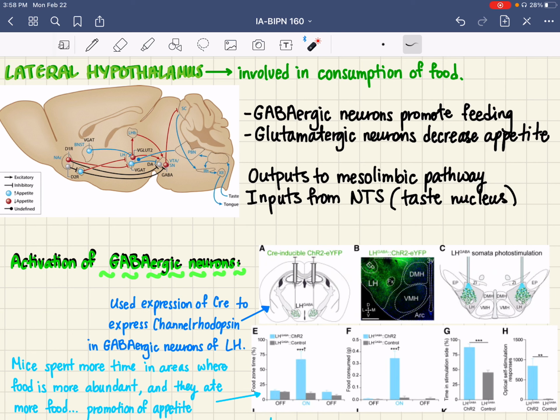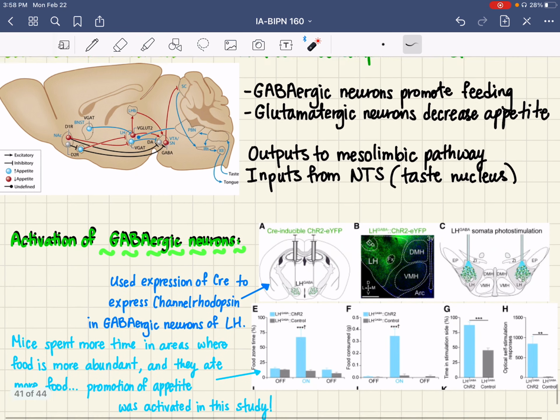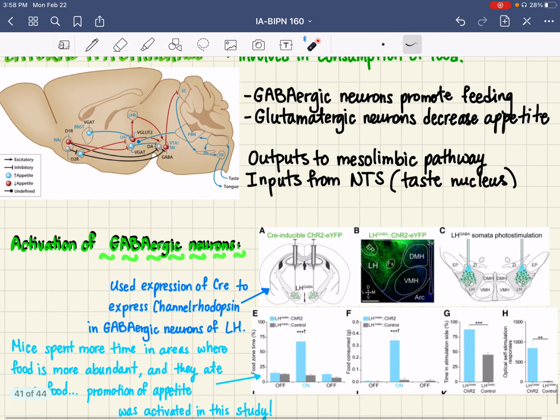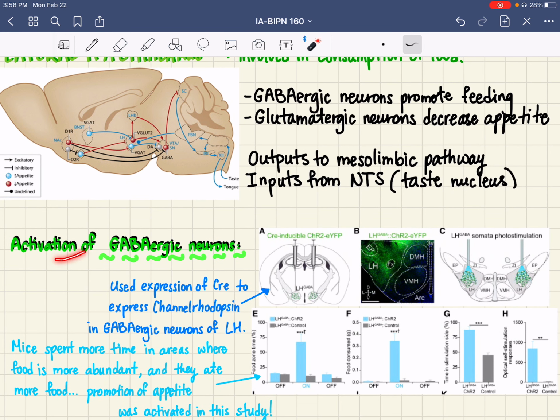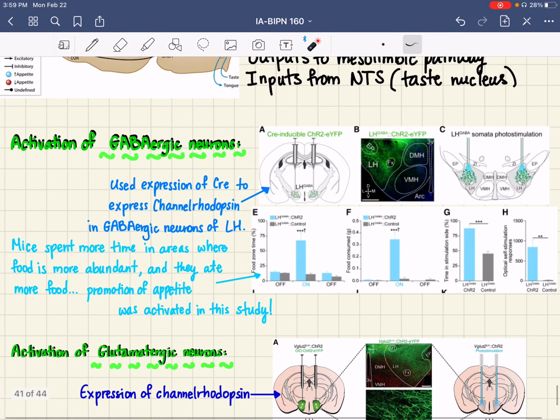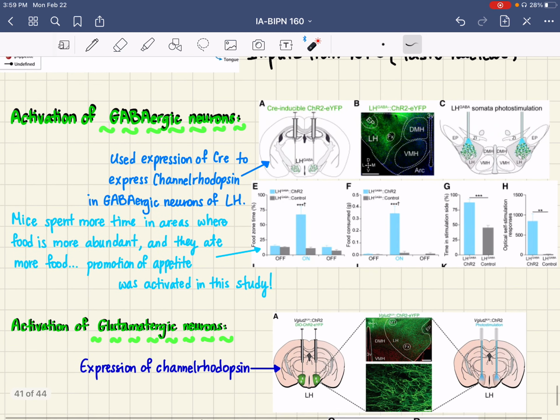Okay, now we're going to talk about how we can manipulate the GABAergic neurons and the glutamatergic neurons to see what their function is. So the first type of experiments that we talked about in class was experiments where we activated the GABAergic neurons. Now, from your first thought, I hope that you are already thinking, if GABAergic neurons promote feeding, if we activate those neurons, then the mice will just start to eat way more, right? Because we are activating neurons that promote the feeding or promote the appetite. Okay, so that's kind of the overview, but let's go a little deeper into this experiment.